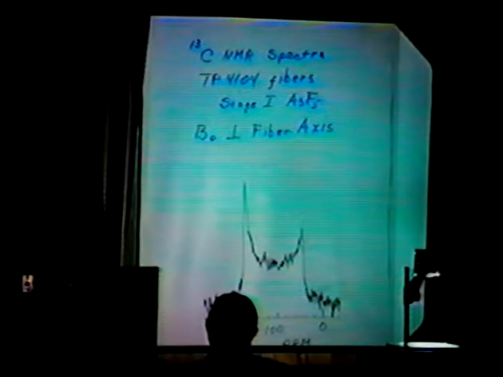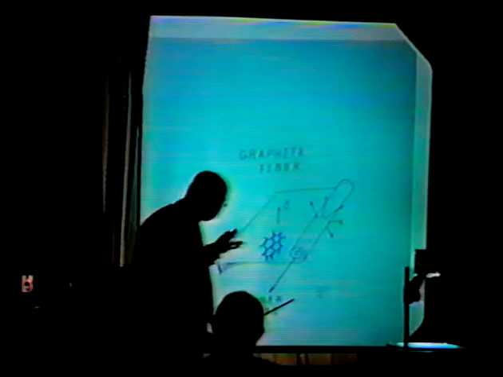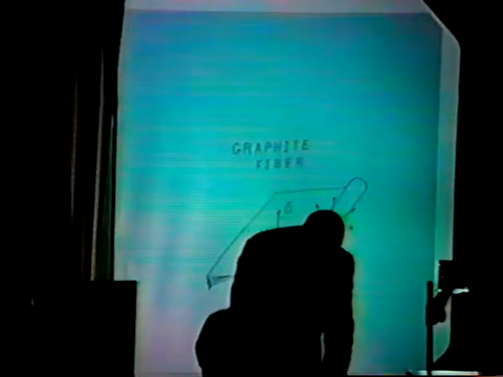So from this I can actually calculate the perfection of the alignment of the graphite fibers, and 85% of the carbon planes in the graphite are just as described in this model. The other 15% are bent. Okay, well, enough for fibers.